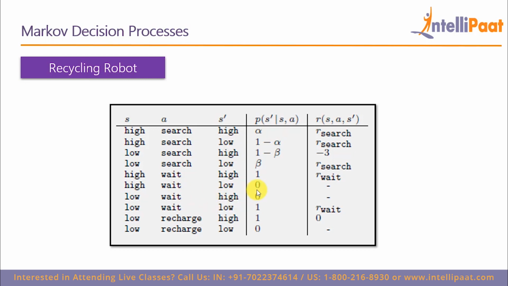Similarly, for some states, you can see the entries do not exist, because if you are in high state and we wait, it is not possible to go to low state, so the probability will be 0. And when we are in low state and we wait, it is obvious that we'll stay in the low state, so the probability will be 1. So this is the table that mentions states, transitions, along with the probabilities and the rewards.